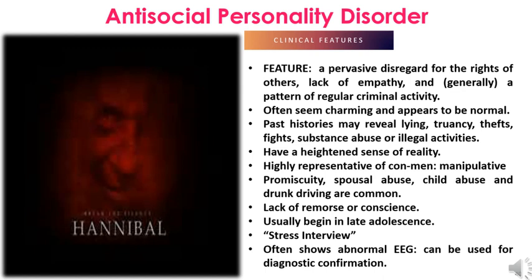Promiscuity, spousal abuse, child abuse, and drunk driving are common events in their lives. A notable finding is a lack of remorse or empathy for these actions. That is, they appear to lack a conscience. When antisocial personality disorder develops, it runs an unremitting course, with the height of antisocial behavior usually occurring in late adolescence.